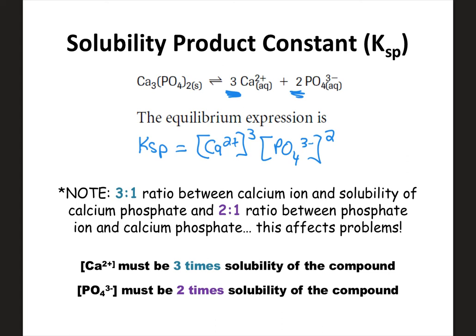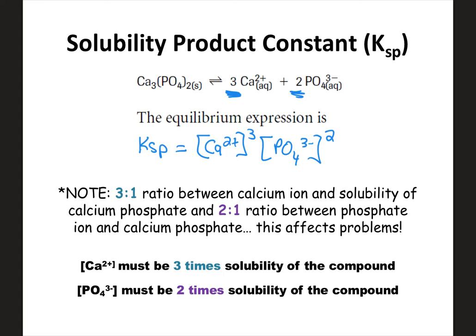Essentially, the concentration of your Ca2+, this value here, must be 3 times the solubility of your original compound. So if you know the solubility of the original compound, the concentration of your Ca2+ must be 3 times that value. And again, if you know the solubility of your original compound, the concentration of your PO4 3- must be twice that value.